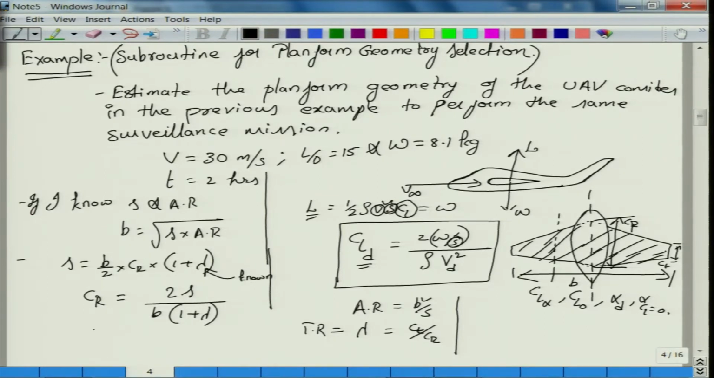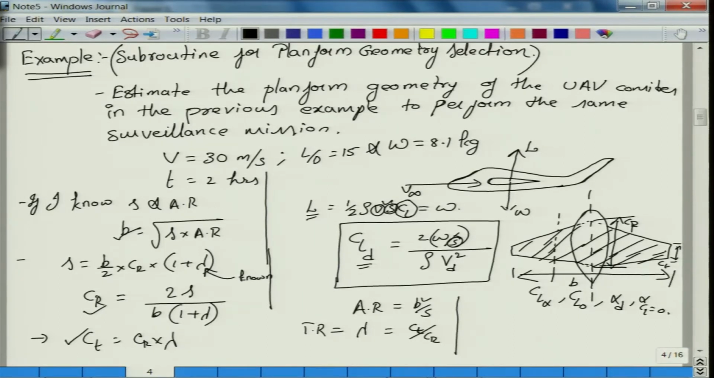So I know B, I know CR. Once lambda is known, I can also find out CT. CT is equal to CR times lambda. That means I know CT, CR and B. These are good enough parameters to talk about planform area, so this is what we are going to find out.